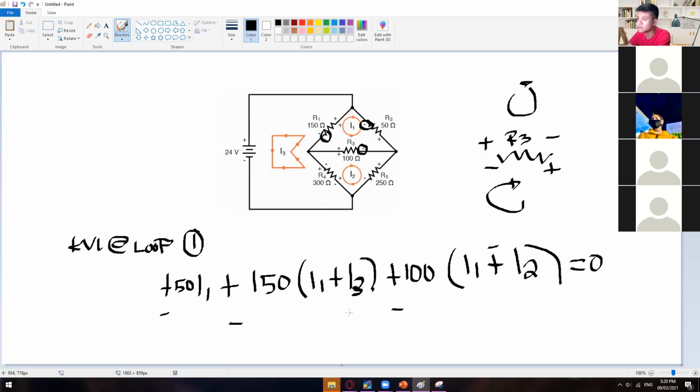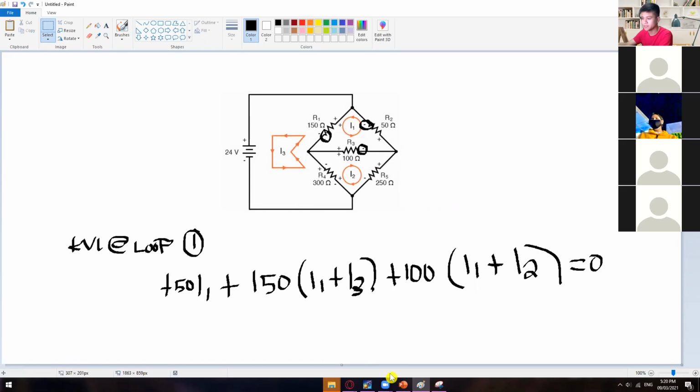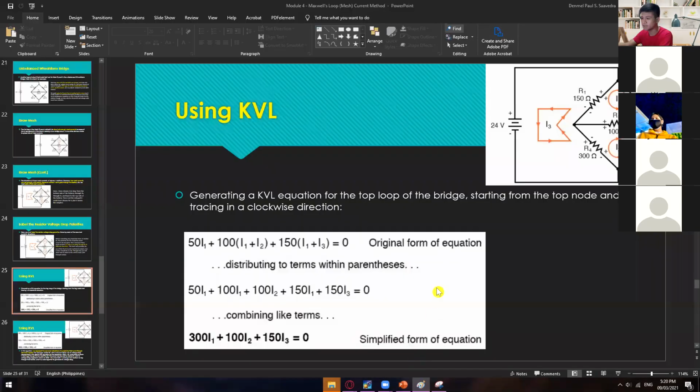Okay, so are we clear with our equation number 1? Yes, sir. All right, so let's try to compare. So we have here plus 50 I sub 1, and so everything is plus. Let's check. This is the first equation: 50 I sub 1 plus 100 times I1 plus I2 plus 150 times I1 plus I3. All right, so this is your equation number 1.